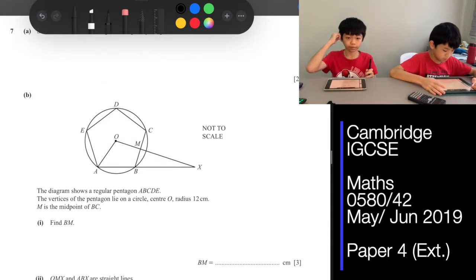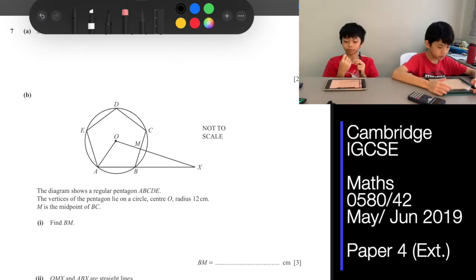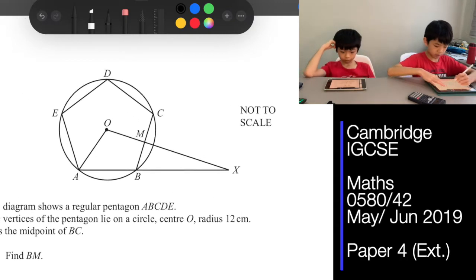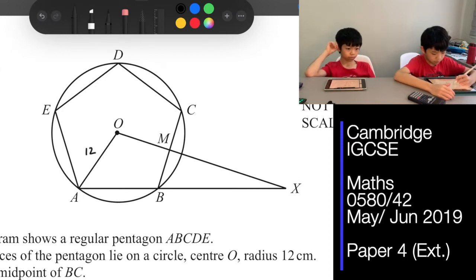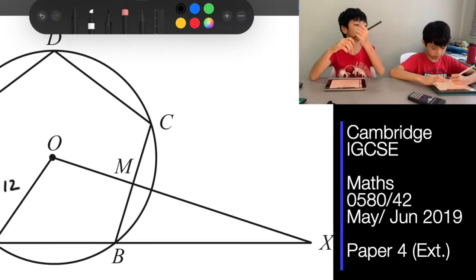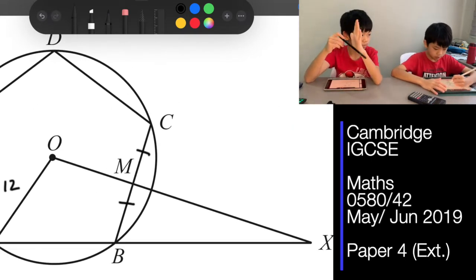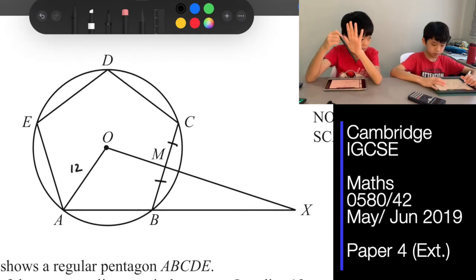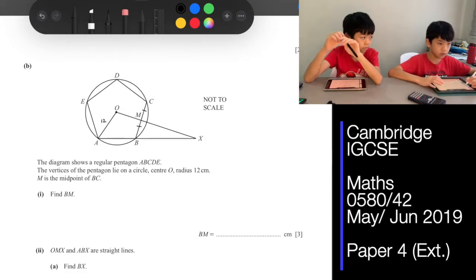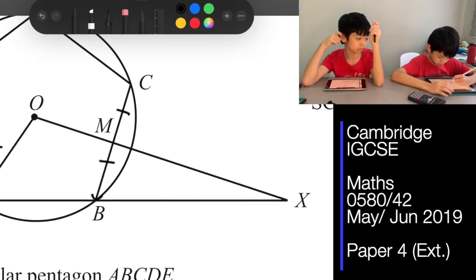Okay, for question 7b, the diagram shows a regular pentagon ABCDE. The vertices of the pentagon lie on a circle, center O, radius 12 centimeters. M is the midpoint of BC. So first, they said radius 12 centimeters, and M is the midpoint of BC. For question 7b1, we need to find BM, which is this length.